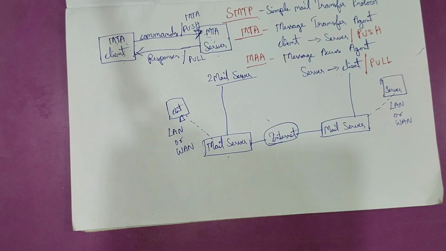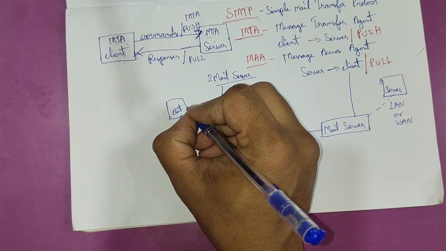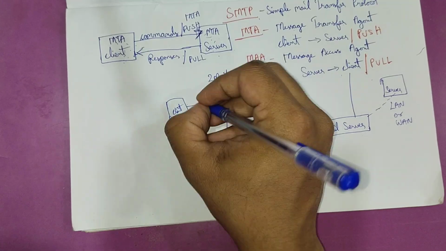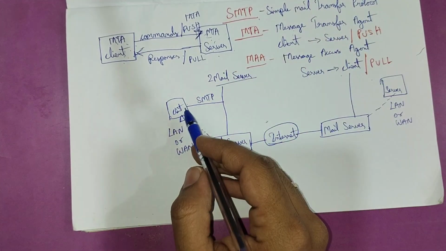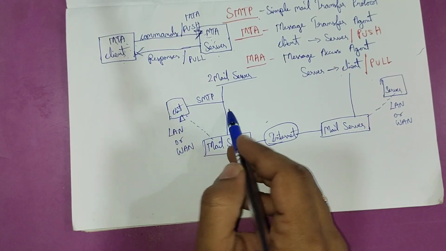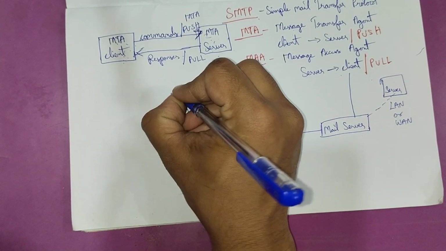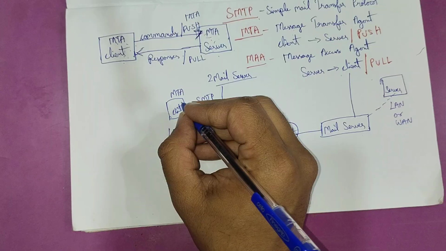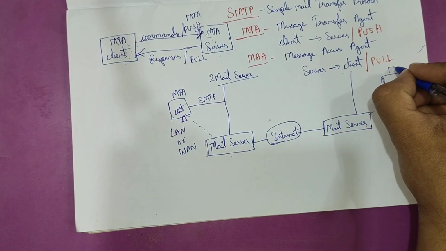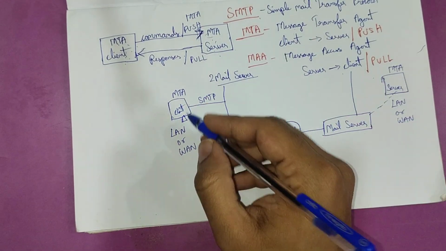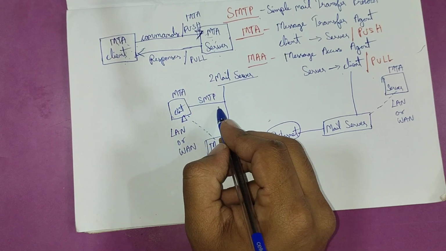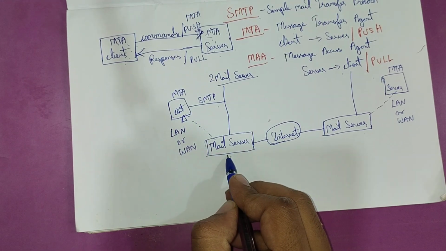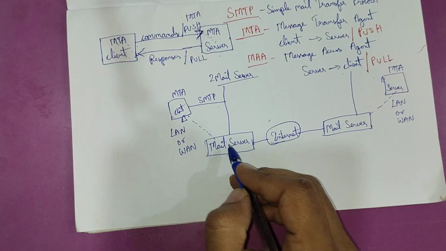Now coming to the picture, I want to transfer the data, right? So what is going to happen, the client will be sending an SMTP message. What is the purpose of SMTP? Simple Mail Transfer Protocol. If you want to transfer a message by using SMTP, an MTA is needed here, and here also an MTA is there. Two MTAs. Now the client is going to send an SMTP message to the mail server.